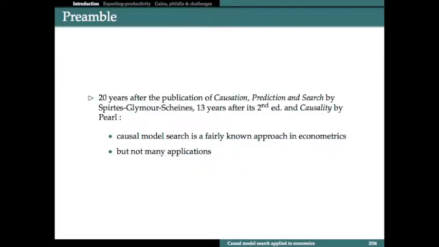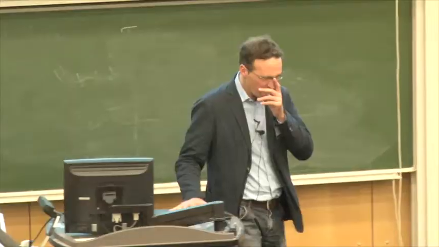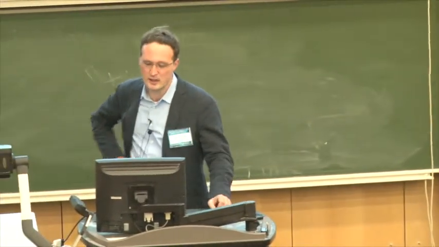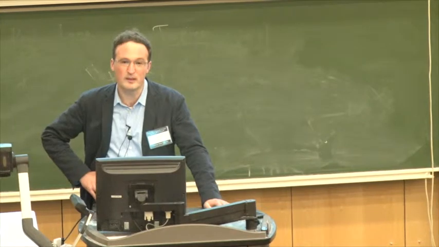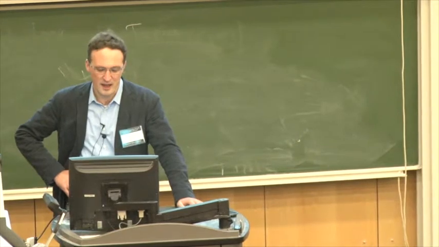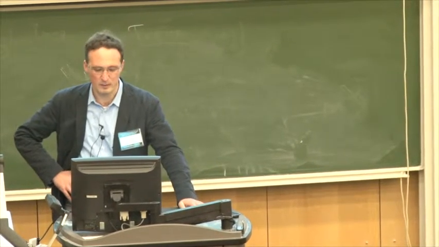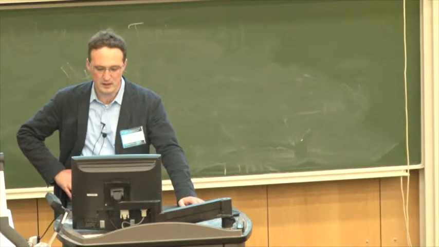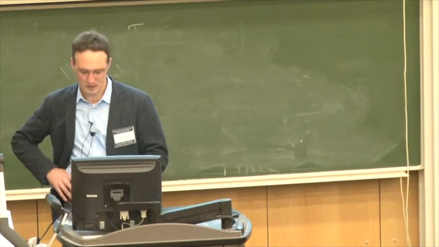Twenty years have gone by since the publication of the book Causation, Prediction and Search by Peter, Clark and Richard, and 13 years after the second edition of this book and the publication of Causality by Judea Pearl. My personal consideration is that causal model search is actually a fairly known approach among econometricians, especially among young researchers and PhD students. I mean, among people interested in causality issues in economics. But there are not so many applications.